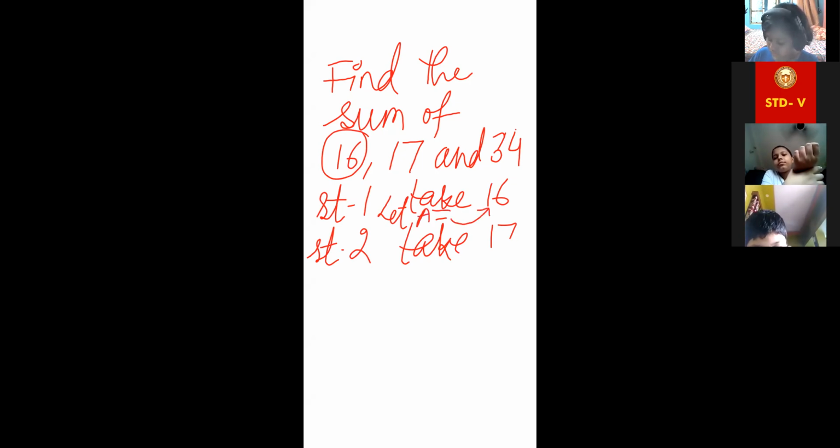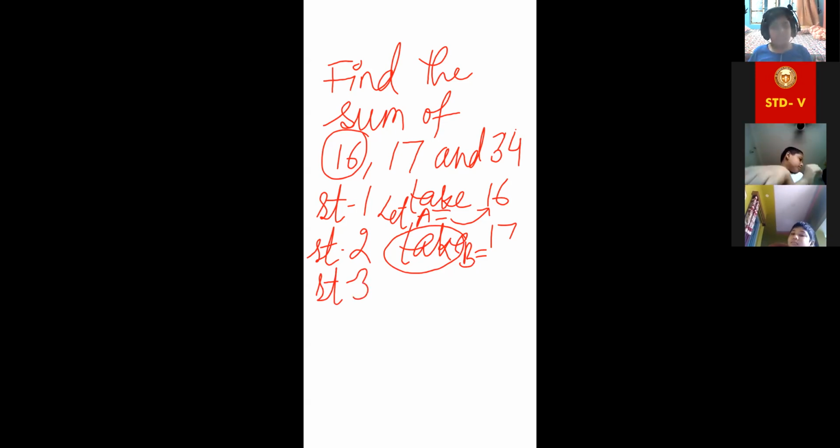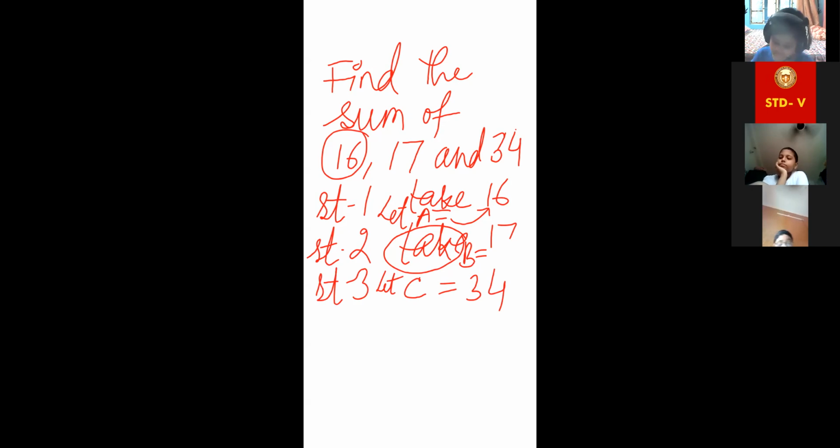Why? Because at the time of addition, it will be easier. Look. Second step, in place of take, B is equal to 17. And third step, step 3, take C is equal to 34. Take or let, whatever you want. Up to this, all of you understood? Say yes or no? Yes, ma'am.